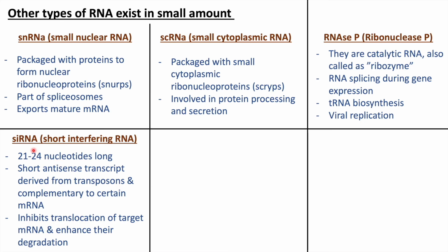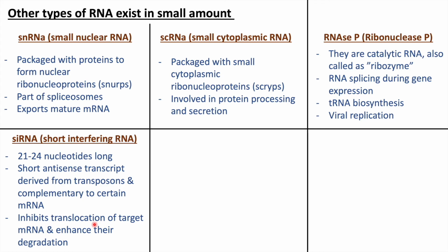And we also have short interfering RNA. This is very important. It is short because they are only 21 to 24 nucleotides long, and they are short antisense transcripts derived from transposons and complementary to certain mRNA. Because they are complementary to certain mRNA, they can inhibit the translation of the target mRNA and enhance its degradation. So basically, short interfering RNA is a very important tool which is utilized in research regularly.